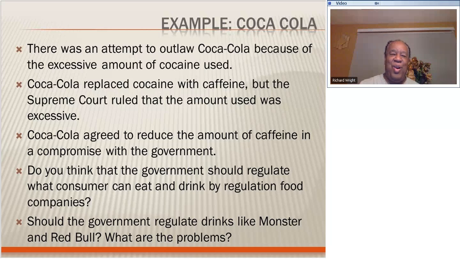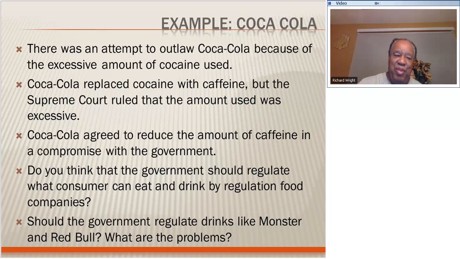The Coca-Cola people quickly replaced that after pressure, and replaced it with caffeine. But the Supreme Court ruled that the amount used was excessive. So they tried to reduce the amount of caffeine, and you know already they got these drinks now that have all other kinds of things in them. I was telling somebody once that the diet drinks are more dangerous to your body than the full regular drink. But anyway, the bottom line is, in this instance, Coke agreed to reduce the amount of caffeine.